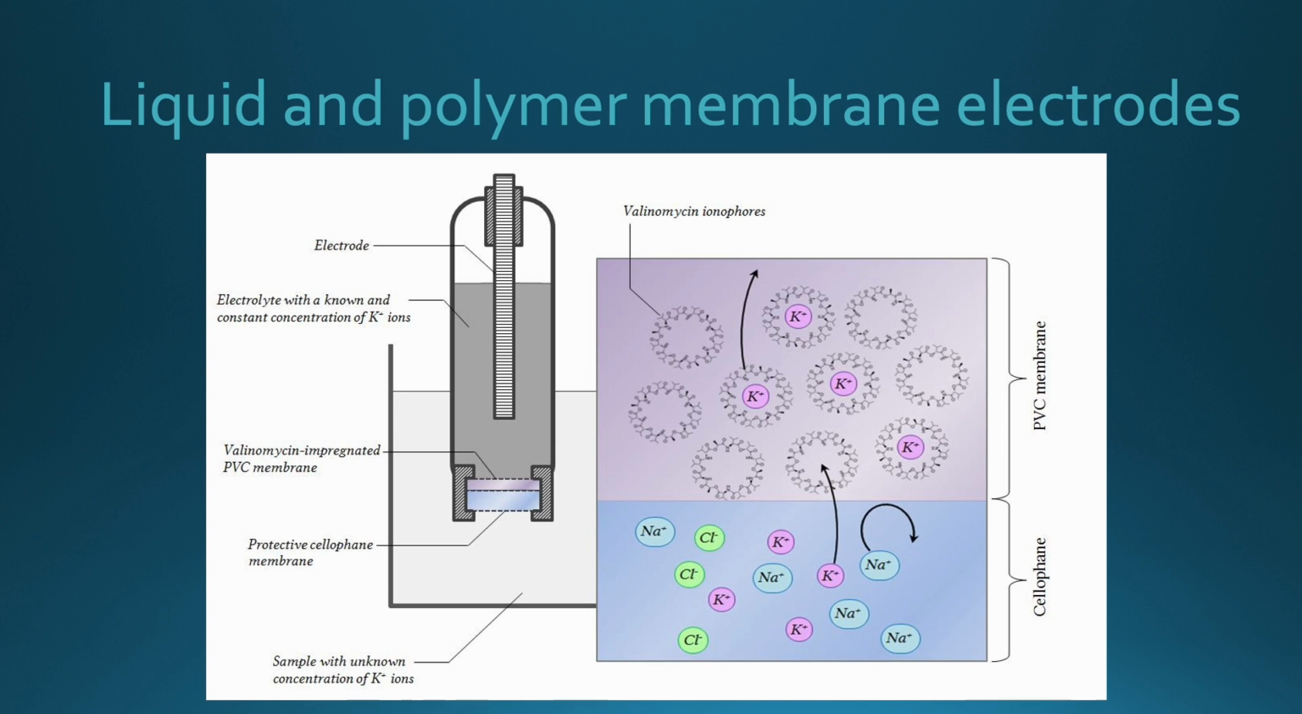Here you have the internal reference solution, and here you have the selective membrane. The selective membrane for potassium uses an antibiotic called valinomycin. These circles are the valinomycin. So what happens here, when you apply this electrode to the patient's serum, the potassium crosses the protective membrane and will be taken by the ionophore, which are the neutral carriers. So only the potassium will be taken by these ionophores, okay? And then that results in a change in potential. The difference in potential measured is related to the concentration of potassium present in the patient sample.